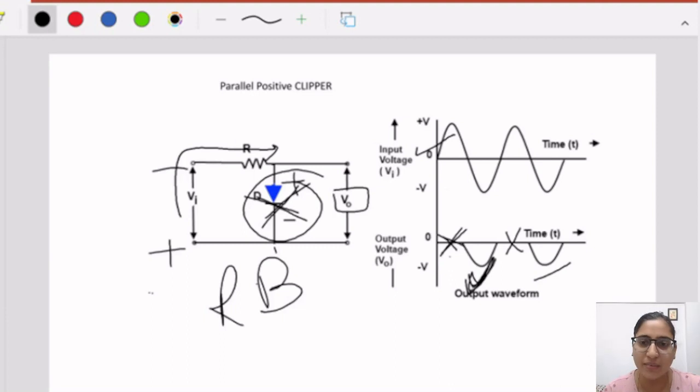Now we have discussed series clippers and parallel clippers, and we will discuss biased clippers and double biased or double diode clippers in our next class.